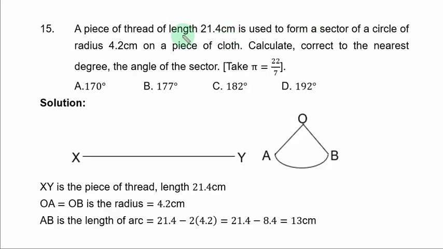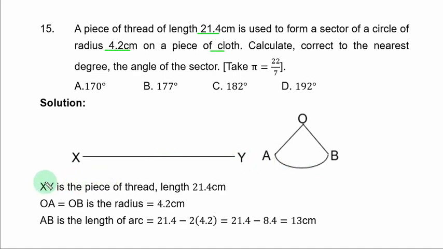Question 15. A piece of thread of length 21.4 cm is used to form a sector of a circle of radius 4.2 cm on a piece of cloth. Calculate, correct to the nearest degree, the angle of the sector. So you have the thread XY, and this thread is used to form a sector. You are asked to find the angle of the sector.